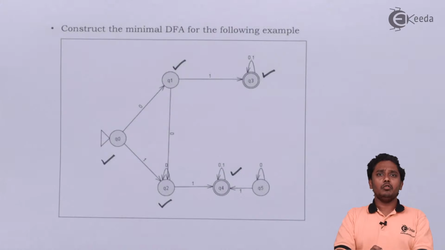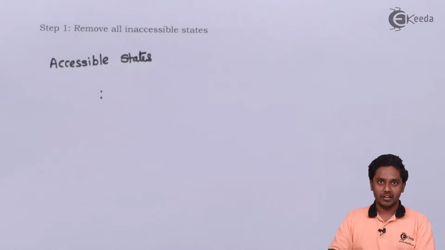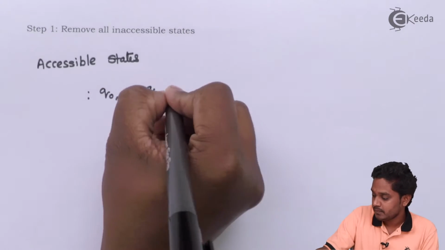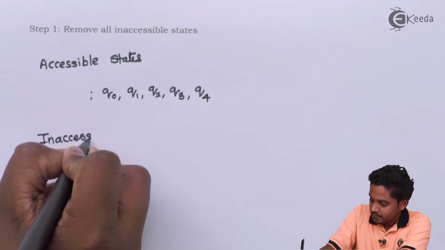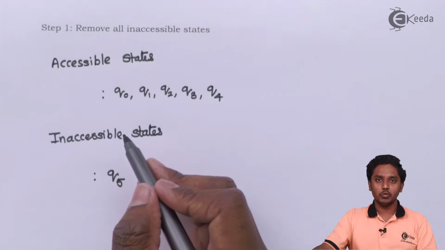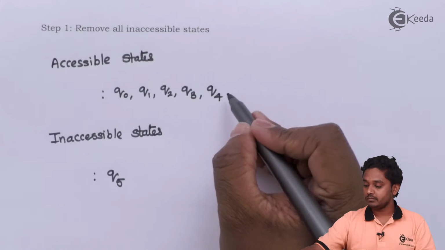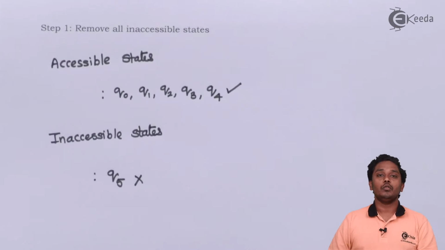We can see here that there are no combinations of input possible which will have a transition from the initial state Q0 and reach state Q5. Hence we can say that Q5 is an inaccessible state, and we can remove it without any hurdle. So on step 1, the accessible states are Q0, Q1, Q2, Q3 and Q4, whereas Q5 is an inaccessible state. So our minimal automata will not have a class for Q5.